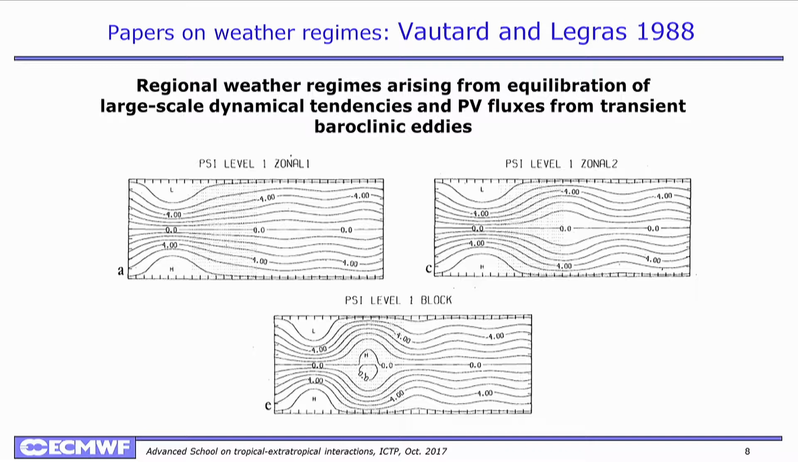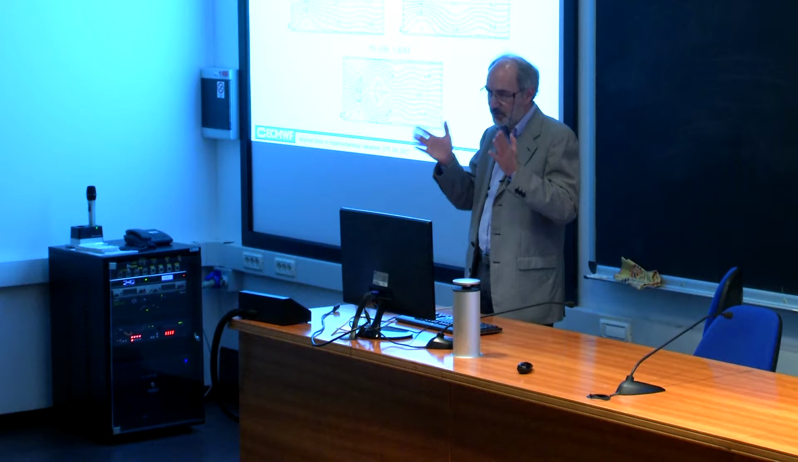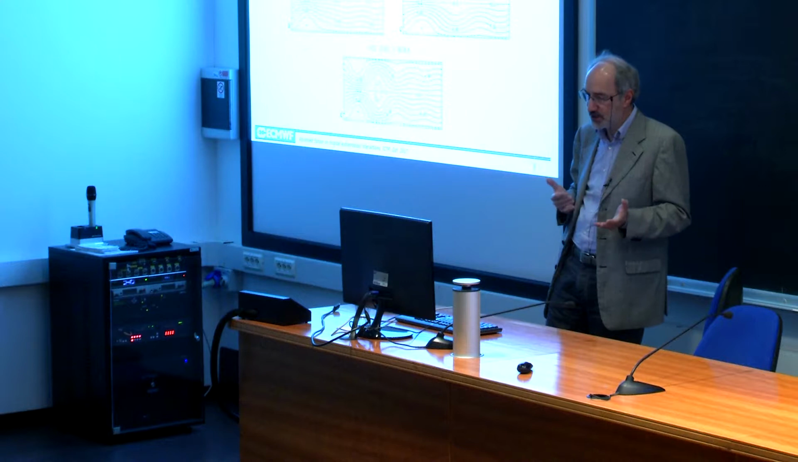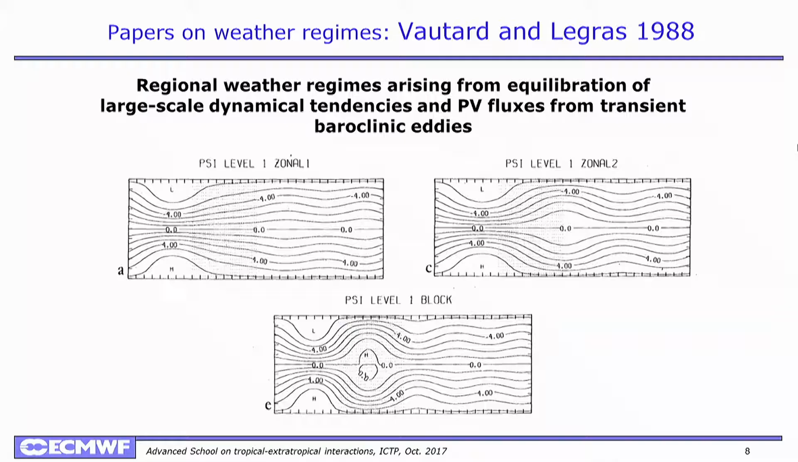A similar paper was published in 1988 by Vautard and Legras, and they were concerned with just explaining what happened downstream of the maximum of the jet. So the goal was to explain variability and flow regimes in a particular sector. In this case, they had mainly the Atlantic in mind. What they did, again, was to use a channel with a baroclinic two-level model, and impose a thermal forcing that would create an intensification of the jet at the beginning, on the left side of the channel, and then they looked at what happens downstream of the maximum of the jet.